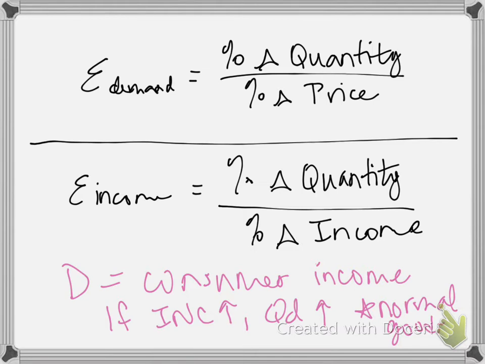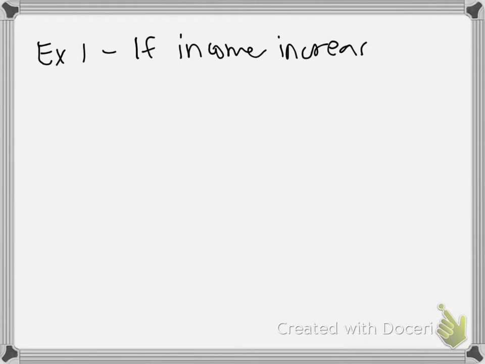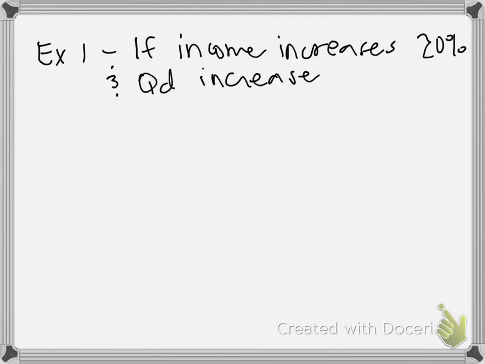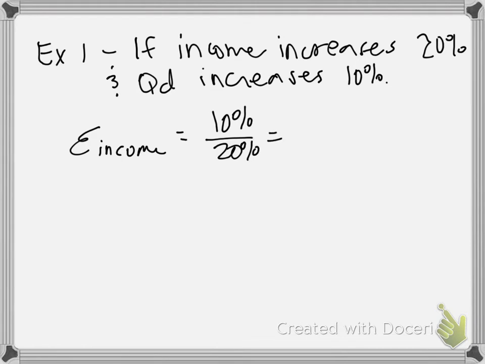Okay? So let's just try a couple of little examples here. Example 1. So if income increases 20% and our quantity demanded increases, I'll say 10%. Okay. Now we could find our income elasticity. And so again, it's the percent change in quantity, so the 10% over the change in our income.